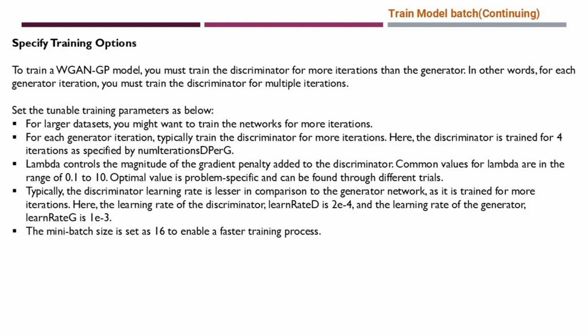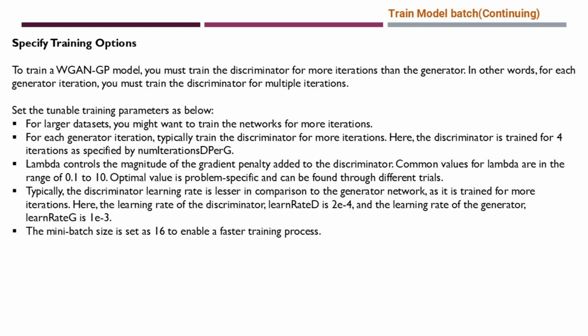Specify training options. To train a WGAN-GP model, you must train the discriminator for more iterations than the generator. In other words, for each generator iteration, you must train the discriminator for multiple iterations. Set the tunable training parameters as below. For larger datasets, you might want to train the networks for more iterations.